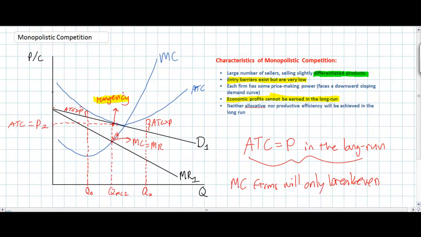are breaking even. Okay, we're going to now clean up our graph and we're going to look very closely at it to determine whether or not efficiency is going to be achieved in monopolistic competition.